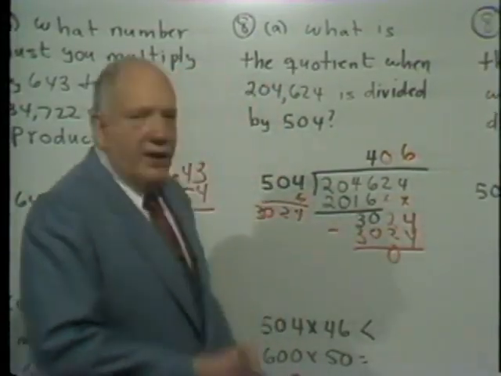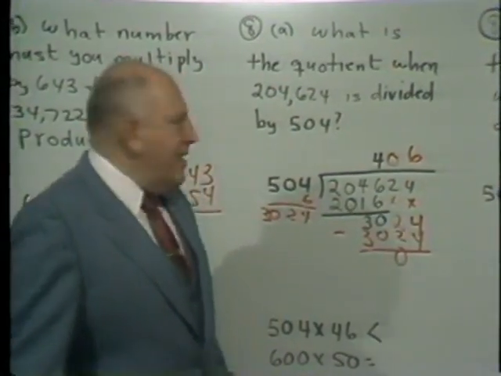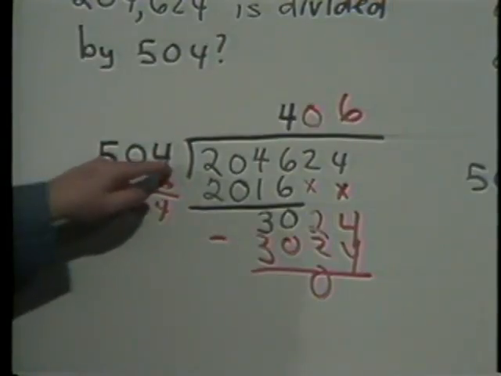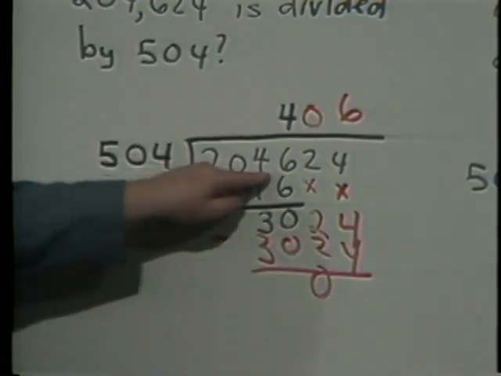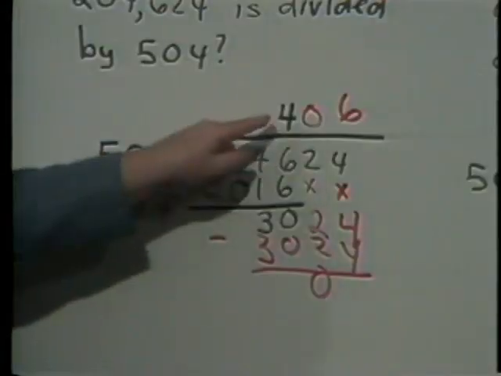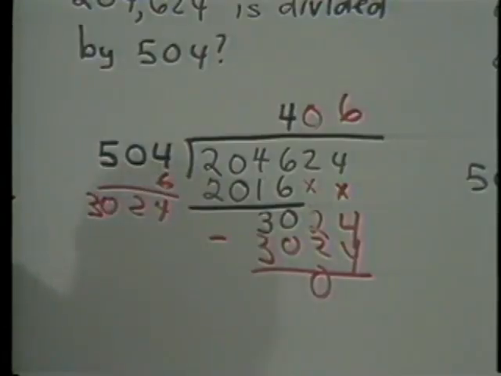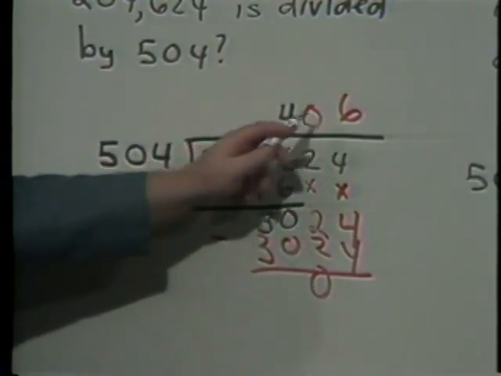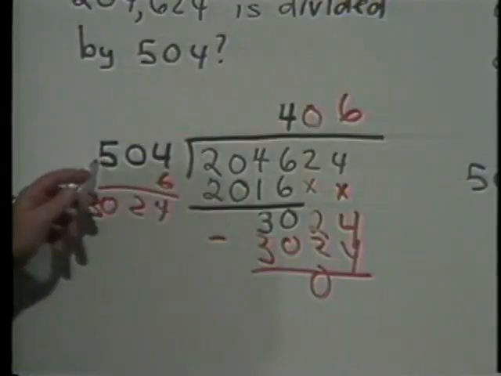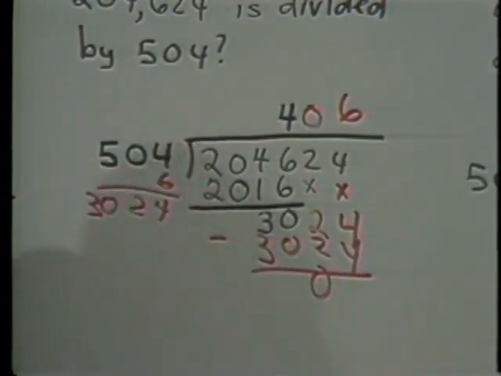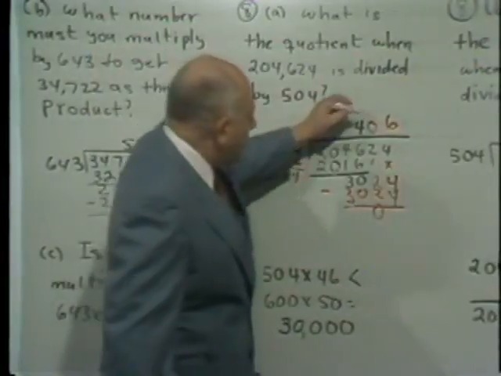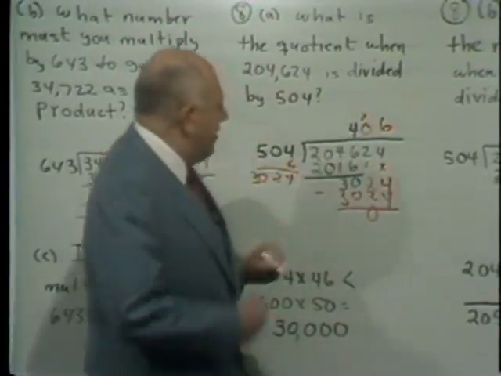So the quotient is what? 406. In other words, when you're counting by 504s, 204,624 is the 406th number you would come to. And again, as a check, what should happen? If you multiply 406 by 504, you should get 204,624. Again, it is crucial that you do not omit this 0.